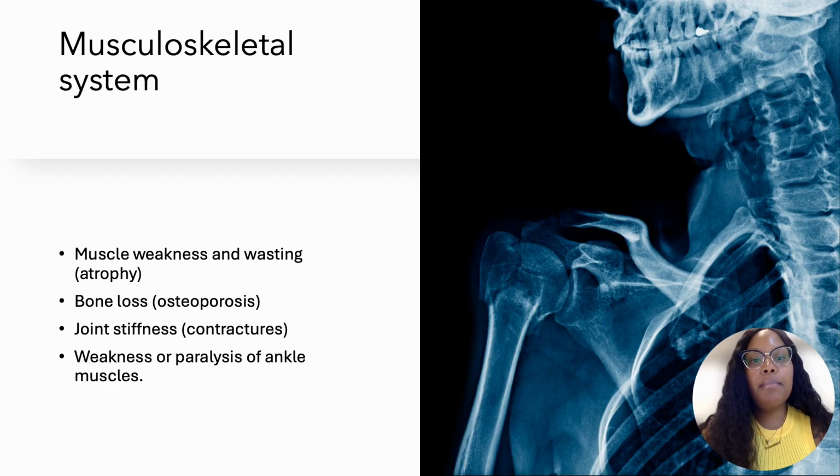Moving on now to our musculoskeletal system. Patients are at risk for atrophy. The patient could have muscle wasting and muscle weakness. And why? Because they're not using it. If you don't use it, you lose it. Patients could also be at risk for osteoporosis, which is bone loss. Patients could also be at risk for contractures, which is joint stiffness.